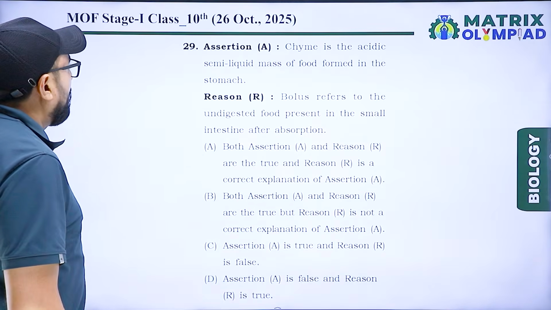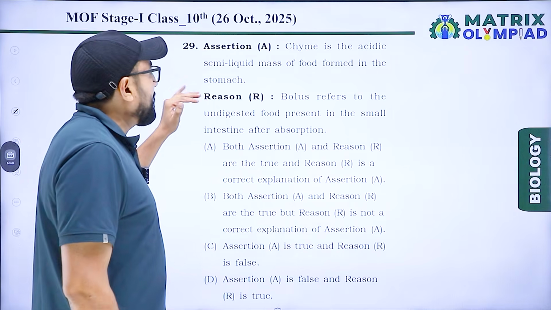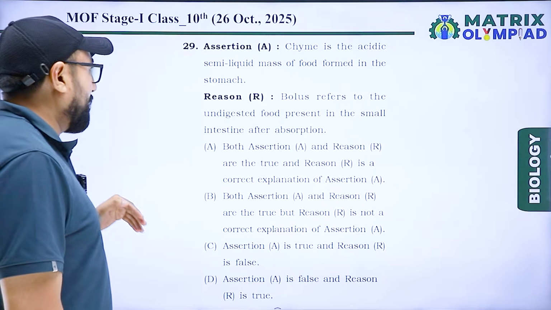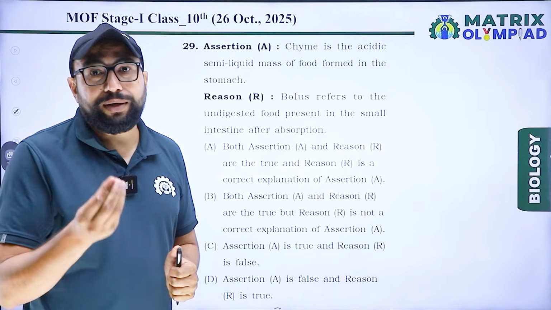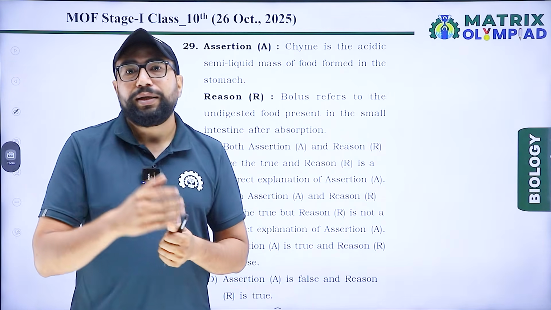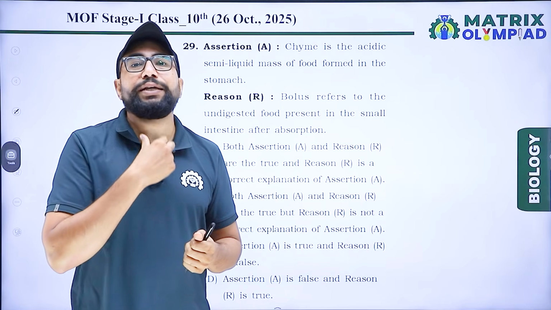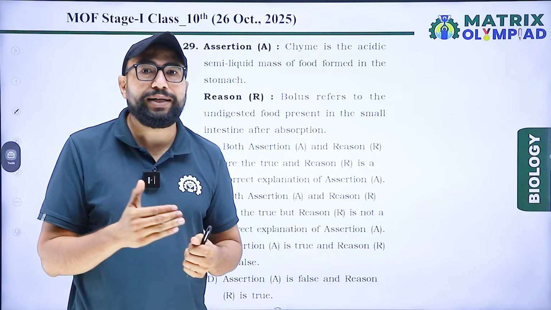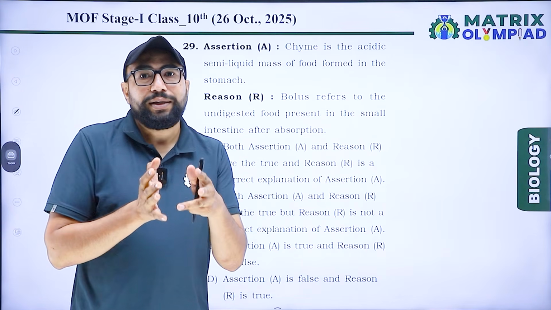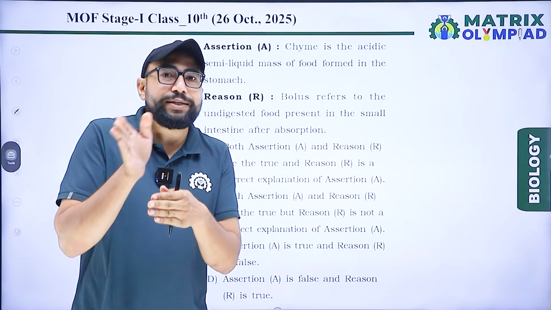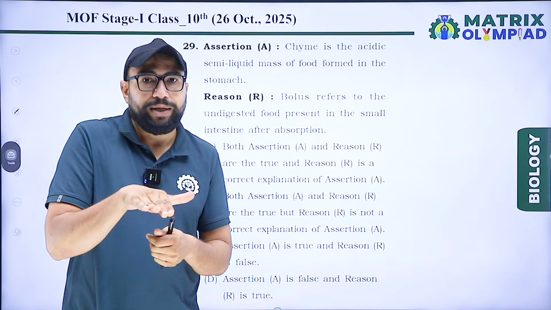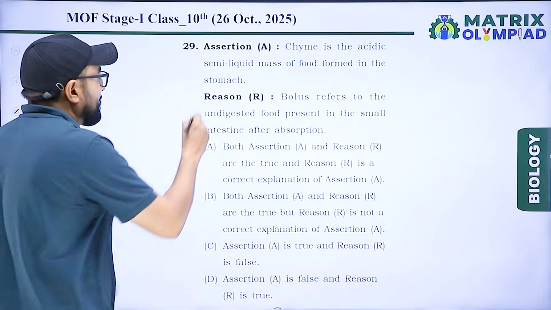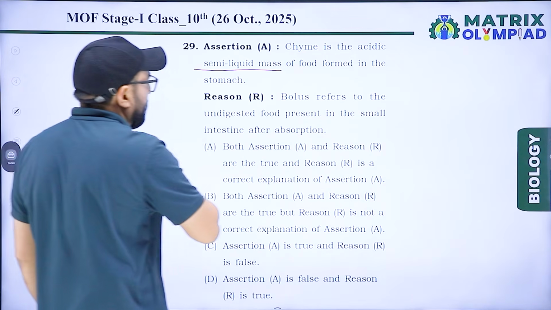Next, assertion A. Chyme is the acidic semi-liquid mass of food formed in stomach. We intake food particles, then they transfer from esophagus to stomach, and stomach contains hydrochloric acid, HCl, that converts that food from complex to simple in paste form. That paste form is called chyme, and chyme contains acidic semi-liquid mass.